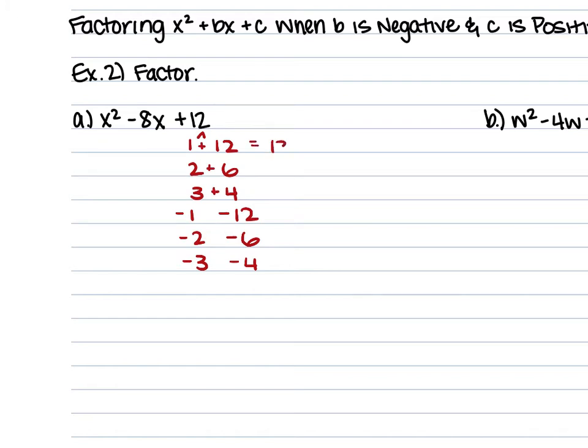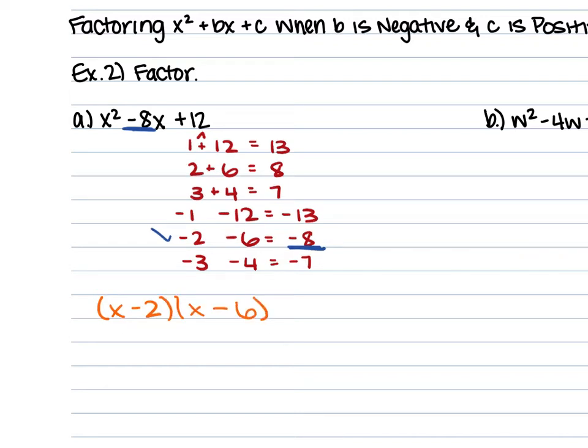So 1 plus 12 is 13. 2 plus 6 is 8. 3 plus 4 is 7. Negative 1 minus 12 is negative 13. Negative 2 minus 6 is negative 8. And negative 3 minus 4 is negative 7. Again, we're looking for the negative 8. That negative 2 and that negative 6 give us that negative 8. So this factors out to be x minus 2 times x minus 6.